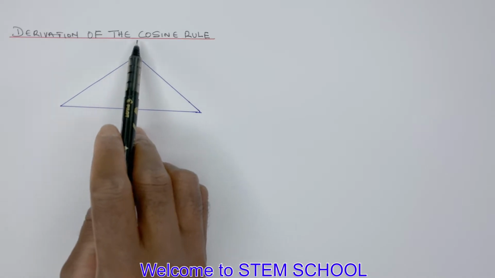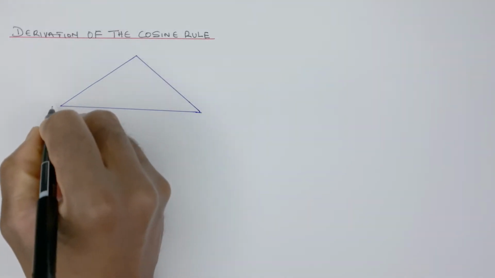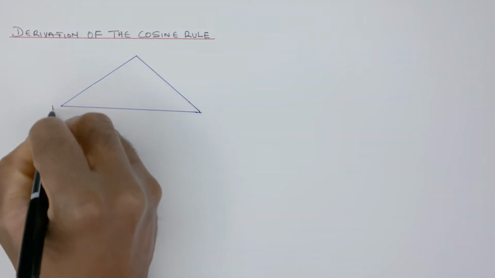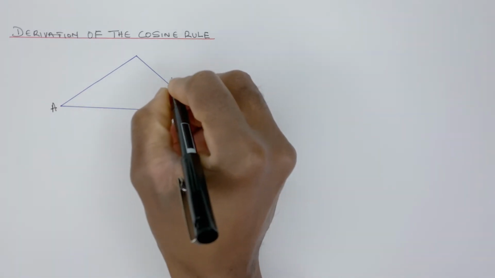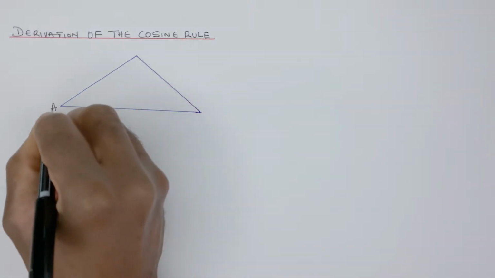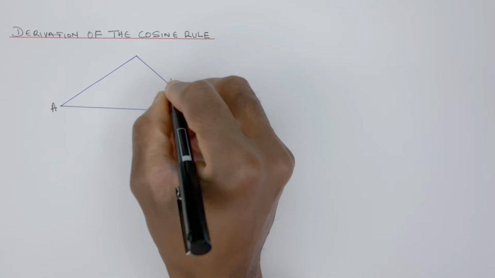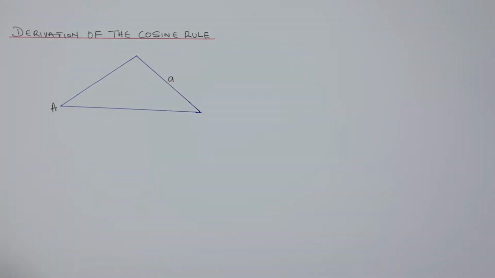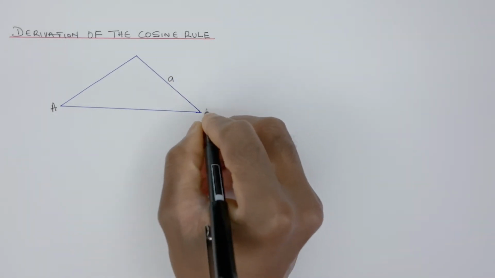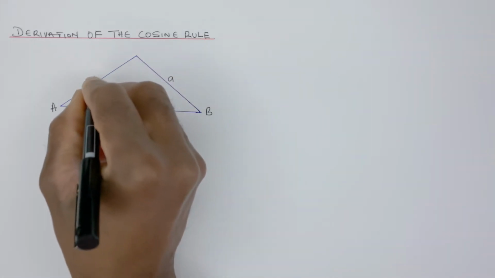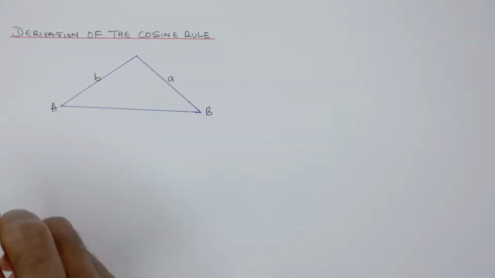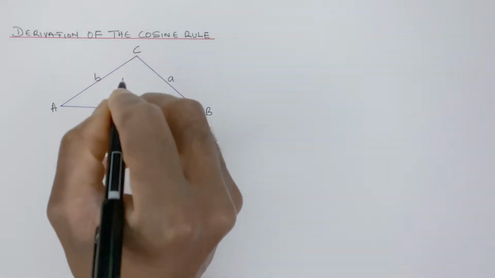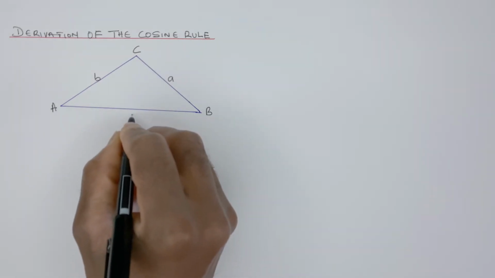Derivation of the cosine rule. Naturally, we label the angles. If I call this A, the opposite will be little a. If I call this B, the opposite will be little b. And if I call that capital C, the opposite will be little c.